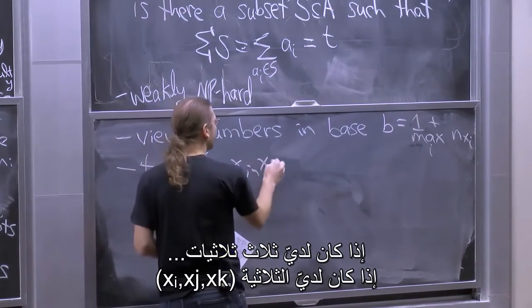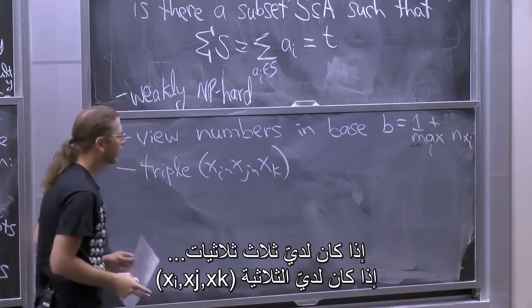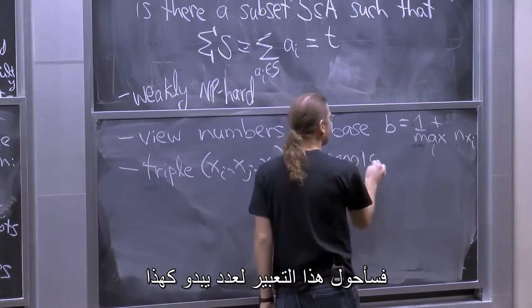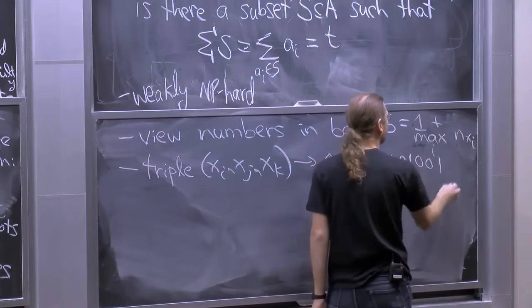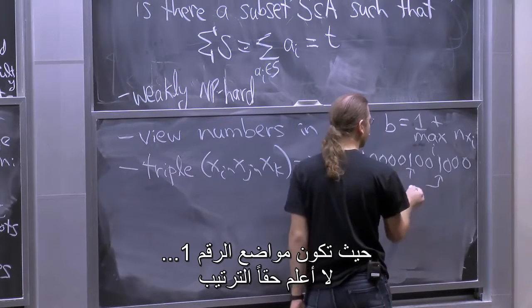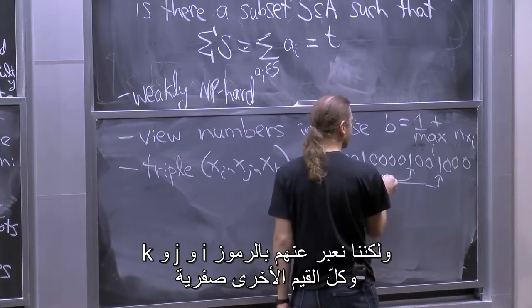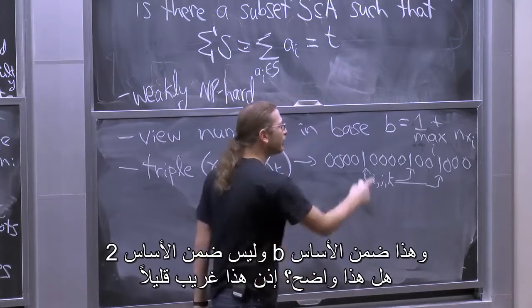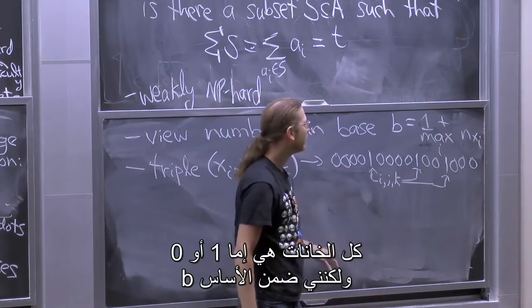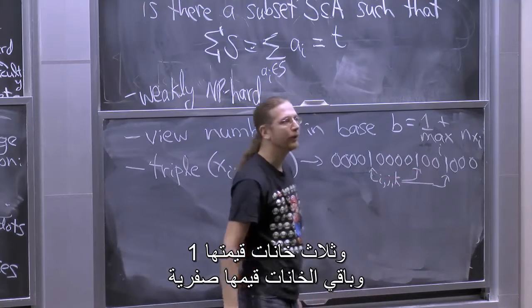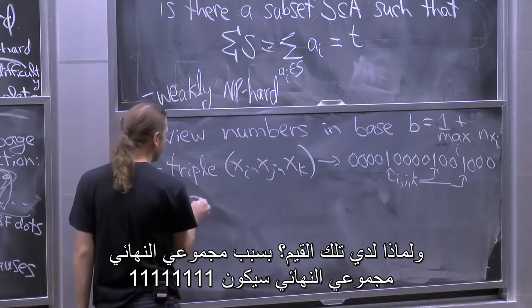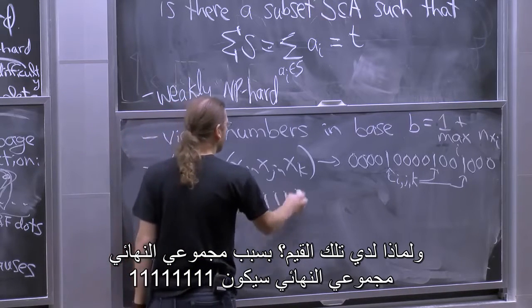If I have a triple xi, xj, xk, I'm going to convert that into a number that looks like this, where the 1 positions are, I don't really know the order, but they are i, j, and k. Everything else is 0. And this is in base B, not base 2. It's a little weird. All my digits are 0 or 1, but I'm in base B. Three of the digits are 1, and the rest are 0. Why? Because of my target sum. The target sum is going to be 1, 1, 1, 1, 1, 1, 1, 1, 1.